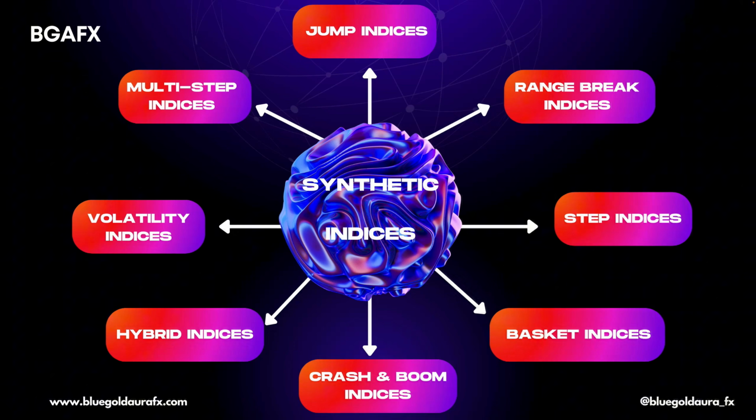So we have indices called jump indices, range break indices, step indices, basket indices, crash and boom indices, hybrid indices, and volatility indices, which I believe are some of the most common. You have volatility 10 index, volatility 25 index, volatility 50 index, volatility 75 index, volatility 100 index, right? Now you also have multi-step indices and so forth, right?